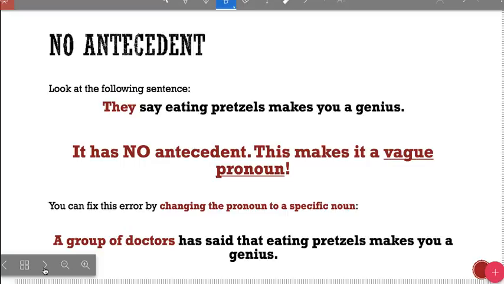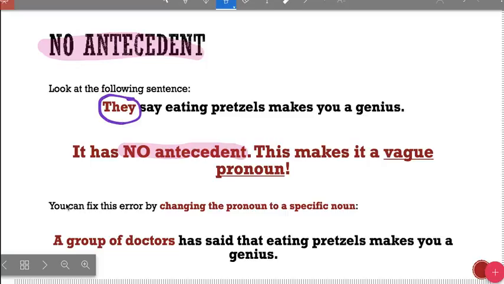So let's look at some instances where that might happen. First of all, there might be no antecedent at all. Let's look at the following sentence. They say eating pretzels makes you a genius. Well, they is a pronoun. But who is they? We don't know. That's some person or people, some group that we have no idea who or what they're talking about. This pronoun, they, has no antecedent at all. There is nothing in this sentence that tells us who or what they is. And that makes it a vague pronoun.